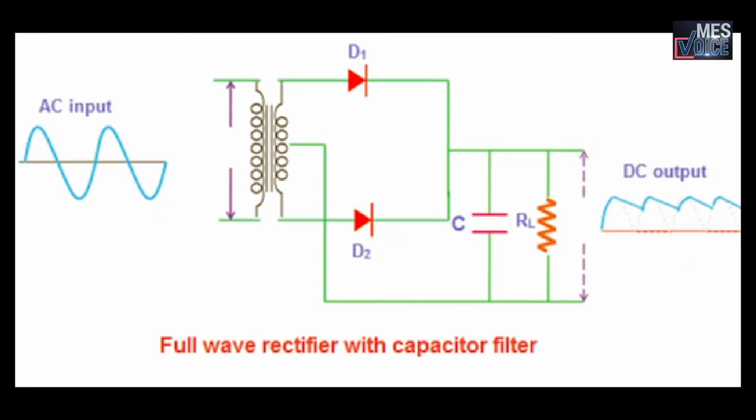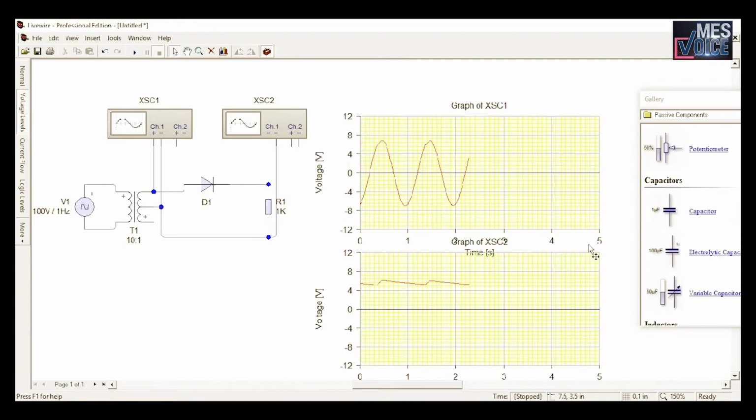Hello everyone. Now we are going to discuss the full wave rectifier with capacitor filter. The circuit diagram shown on the screen is a center tapped full wave rectifier with a capacitor filter and a resistive load. Let's see the circuit diagram in a simulation software.